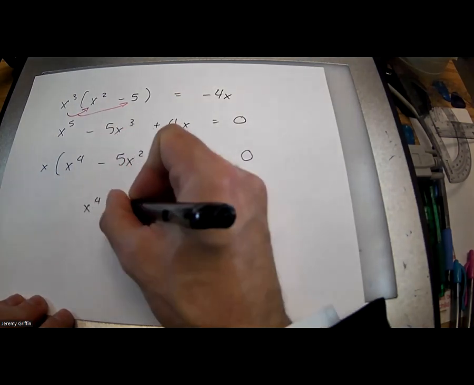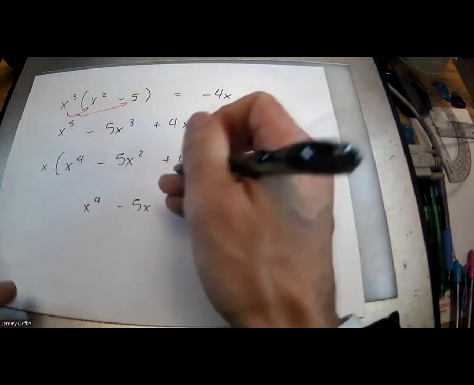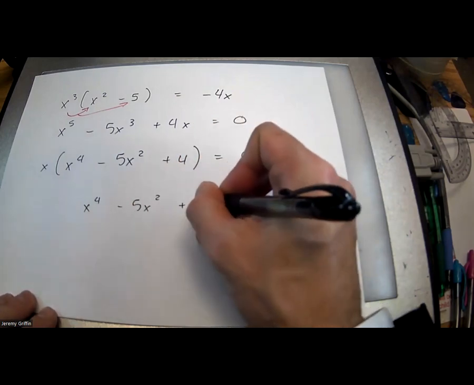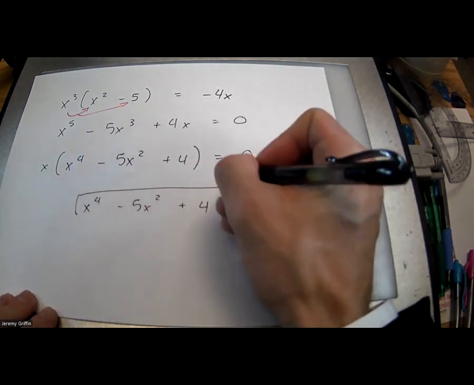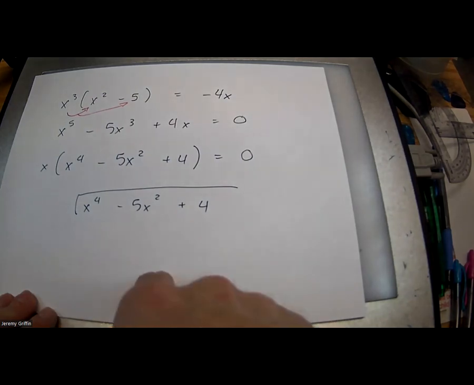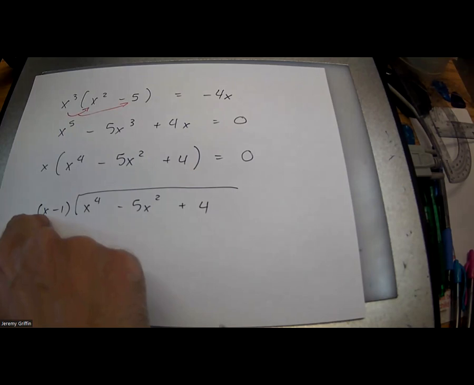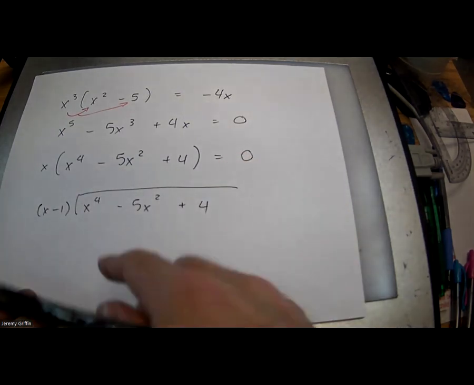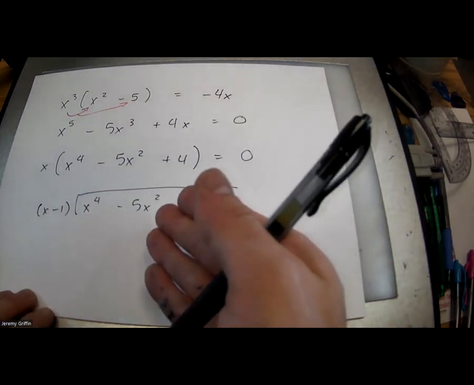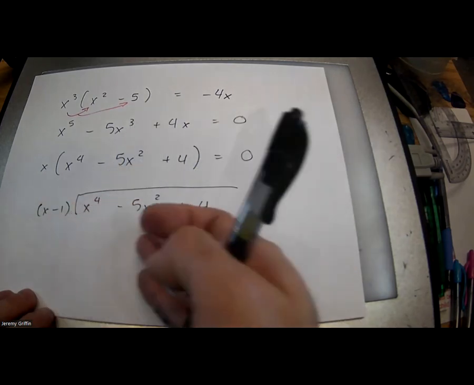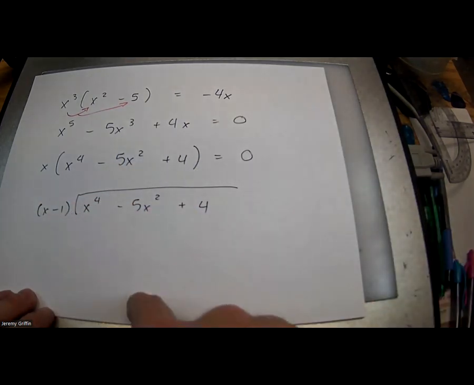x to the 4 minus 5x squared, I'll just do the piece in parentheses, plus 4. Right. Let's do long division. If 1 was a possible solution, I'm going to do x minus 1, because if you plug in 1, it would bring it to 0. And then if this truly is a factor, then I should end up with no remainder.